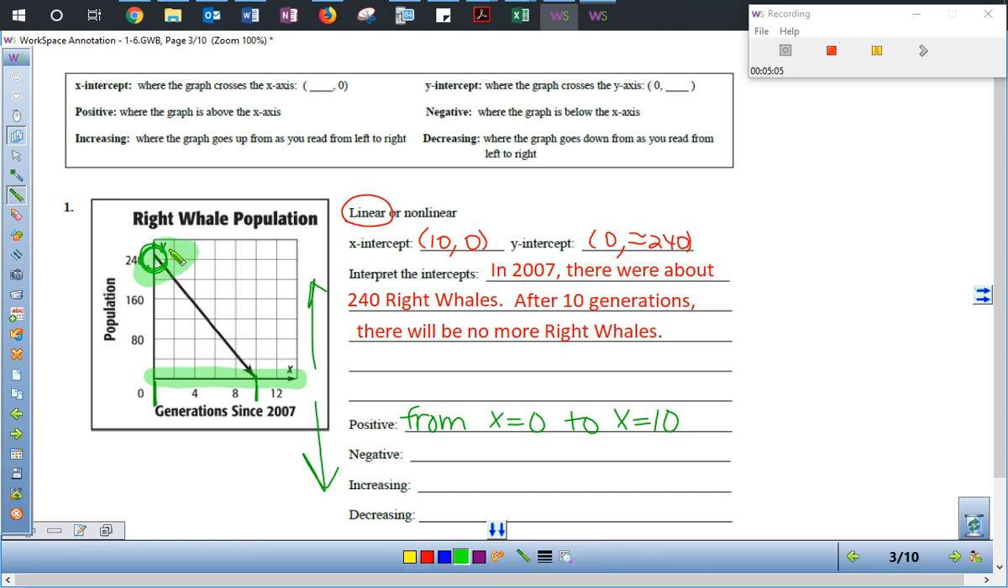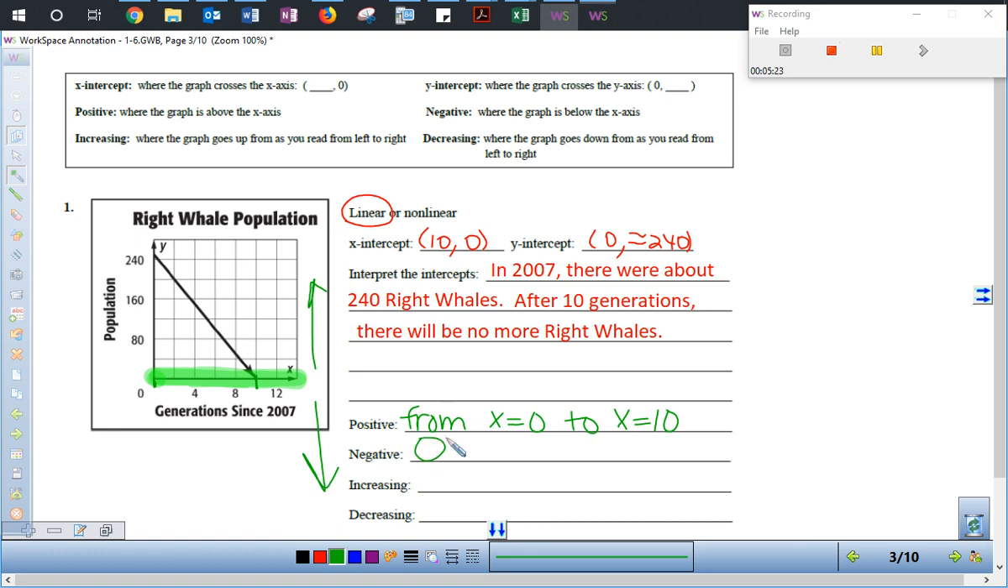Now negative is where my graph is below the x-axis. And if you'll notice, any time that they gave us the graph, it never goes below the x-axis. Yes, the graph continues, but we don't actually see that. So from what we see, the graph is not negative.